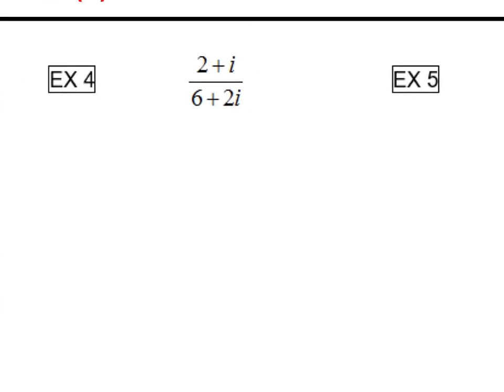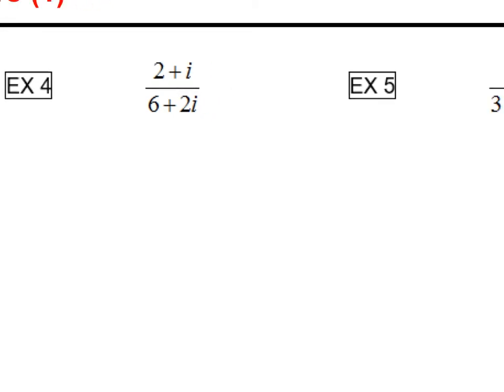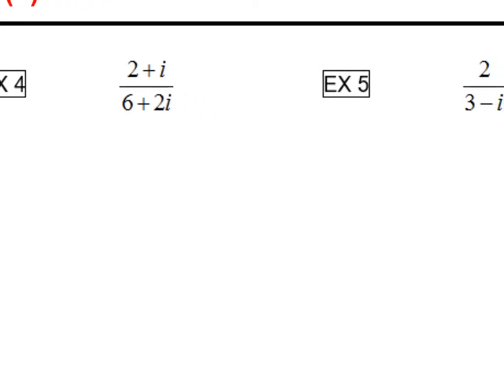Alright, this next example is going to be very similar. We are dividing by 6 plus 2i, so we're going to multiply it by its conjugate, 6 minus 2i, and we have to multiply the top by 6 minus 2i also. So we get to do the shortcut with the 6 plus 2i and 6 minus 2i.